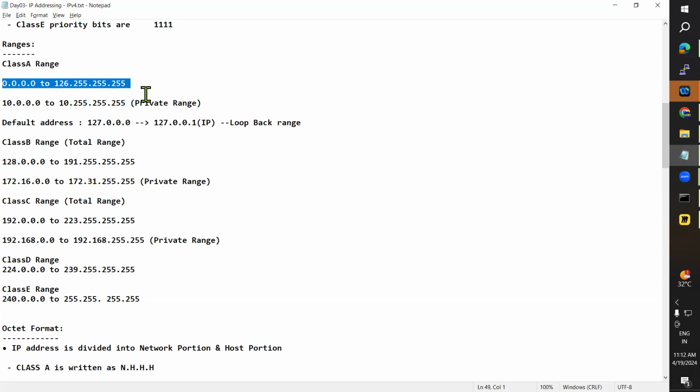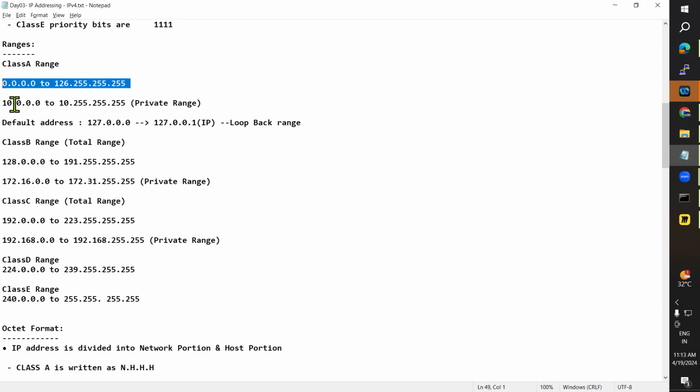Still we didn't understand, right? See, in the total range, if we have more systems than this range, then if we cannot assign an IP address to the systems we have, the other systems cannot communicate, right? So how to adjust that IP address?